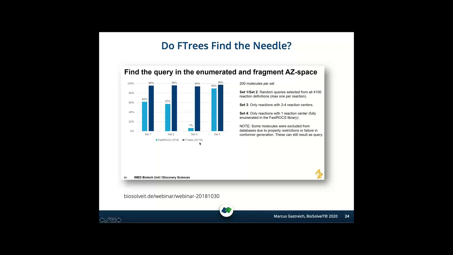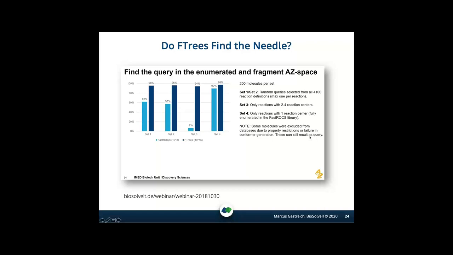So it's a little bit comparing apples and pears here because FastROCS was operated on a 10 to the 8th subset of these spaces. But feature trees have this navigation through the hypercube technology, which is called dynamic programming for the IT experts amongst you. And it guarantees to find the best possible active or the closest similar one given that space, with an epsilon that we understand because we have to take care of the on-the-fly alternative possibilities, et cetera. And also please note that some molecules couldn't be retrieved again by feature trees nor by ROCS and FastROCS because they were excluded from the databases for various filters and restrictions, or if they failed to have proper conformer generation be done. So these can still result as a query.